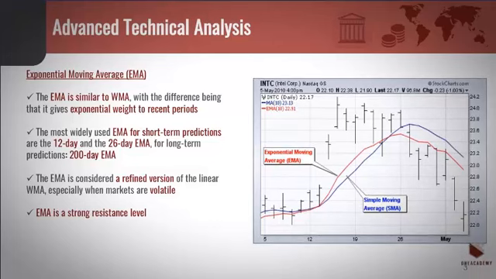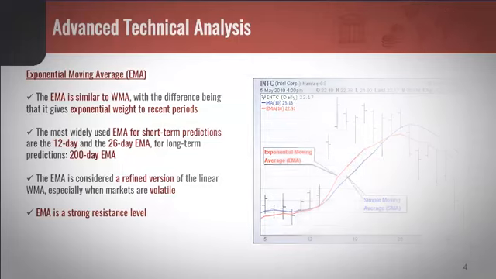Exponential moving average, EMA. The EMA is similar to WMA, with the difference being that it gives exponential priority to recent periods. The most widely used EMA for short-term predictions are the 12-day and the 26-day EMA. For long-term predictions, 200-day EMA. The EMA is considered a refined version of the linear WMA, especially when markets are volatile. EMA is a strong resistance level.